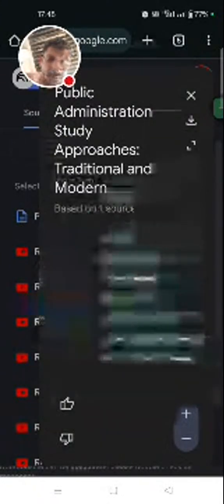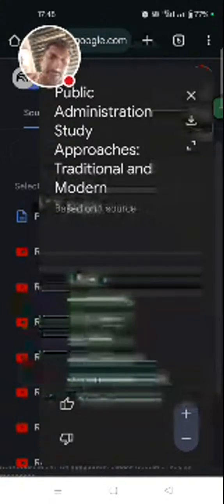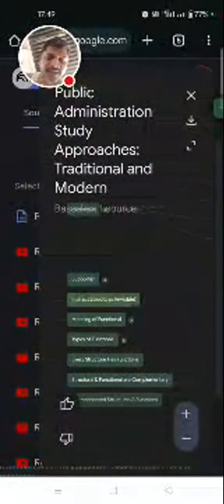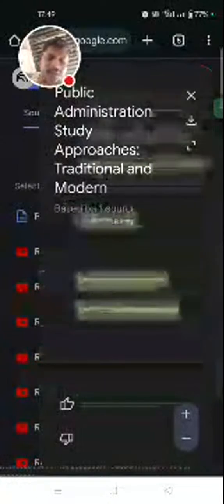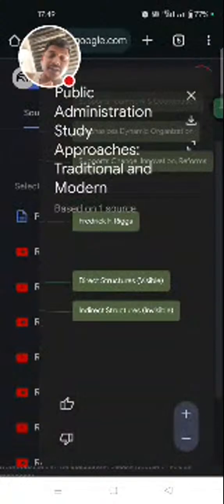Then comes the structural functional theory. The supporter is Fred W. Riggs. So the social system structure. What is the social system structure? There is direct structure, which is visible, and indirect structure, which is invisible.